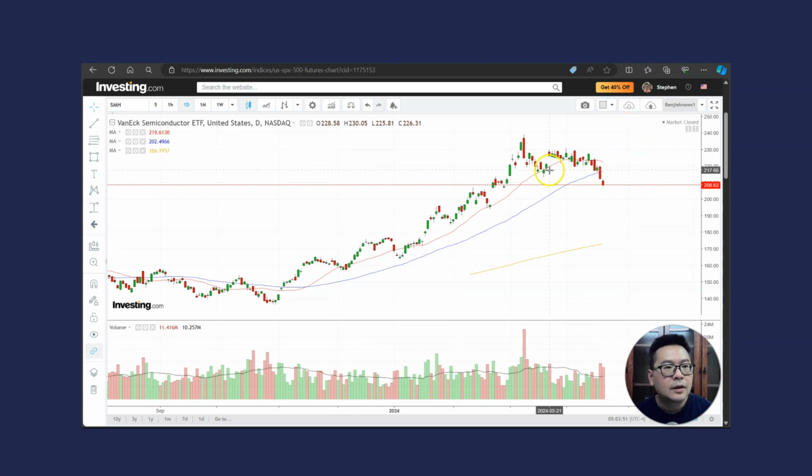Now, SMH has dropped below the 50 MA and it's going down a bit, and you can see that there's some support around here, and that's why it's halting. If this support does not hold, we might see it drop to about this area. Now it's also not a very good time to buy semi stocks.